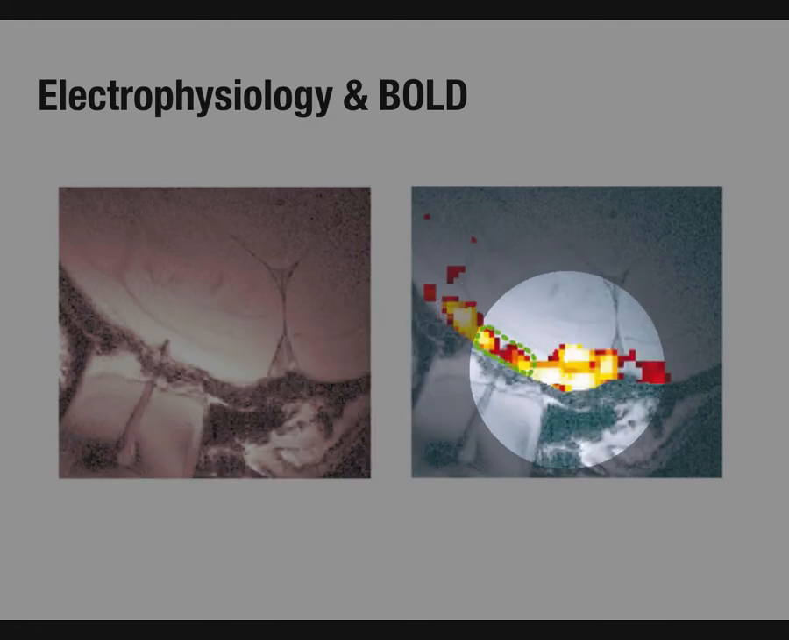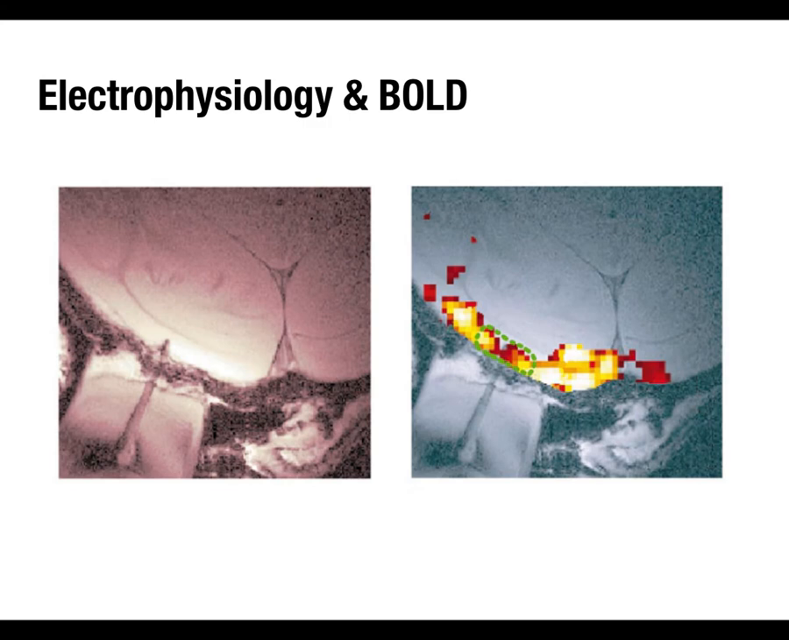Then over on the right, you can see the BOLD fMRI activation superimposed. This basically shows us that they were getting BOLD signal from the part of the occipital lobe where they were sticking the electrode in, which is a good starting point, right? And then the question is, how do these signals relate to each other?